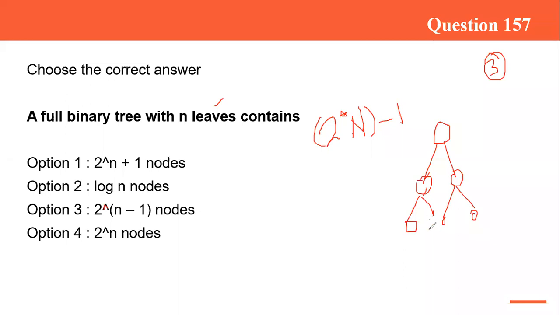You can take one more level also. If I take one more level, how many nodes will be there? Here 8 nodes will be there. Now 2 into 8 is 16. 16 minus 1 is 15. So that's all right, 15 nodes will be there. 8 plus 4 plus 2 plus 1 is 15. Understood that? 2n minus 1 should be the answer.